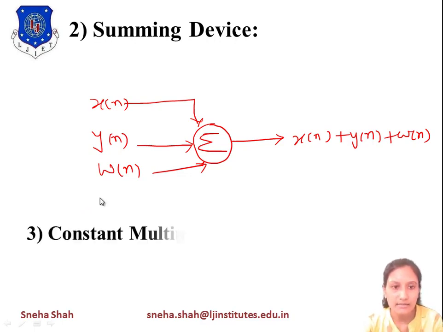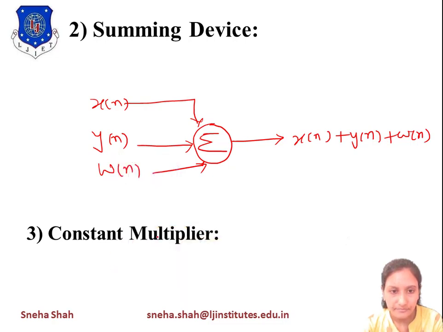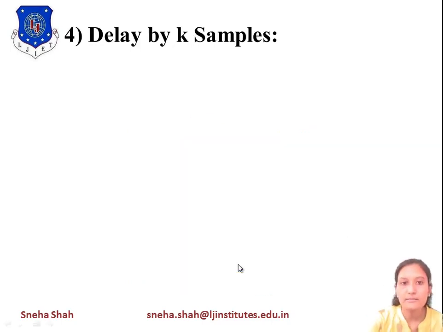Now the next point is the constant multiplier. Suppose we want to multiply the original signal x of n with a constant term. To do this, we use a constant multiplier. If we want to get the output a times x of n, the representation is like this. We take x of n, multiply it with a constant multiplier a, and it gives you the output a x of n. So this representation shows the constant multiplier.